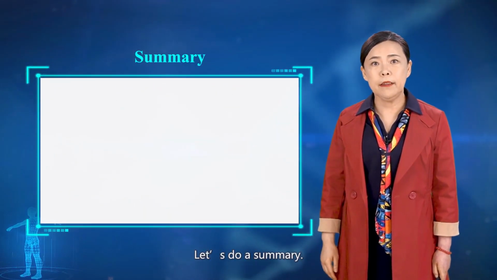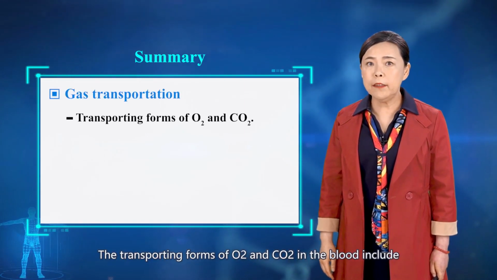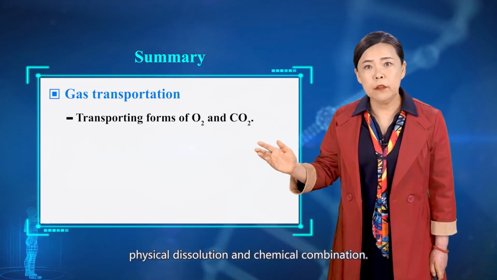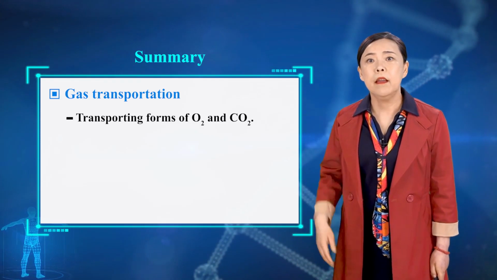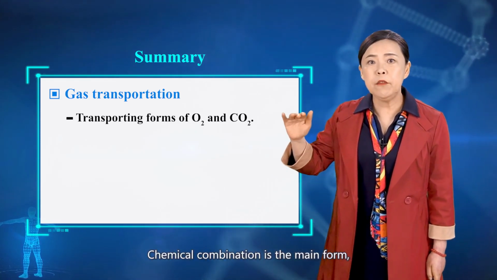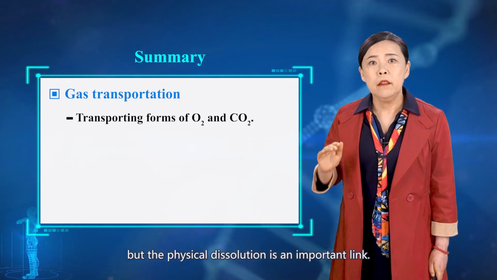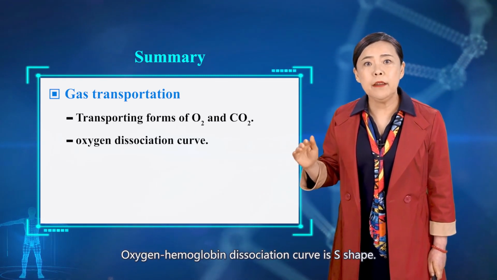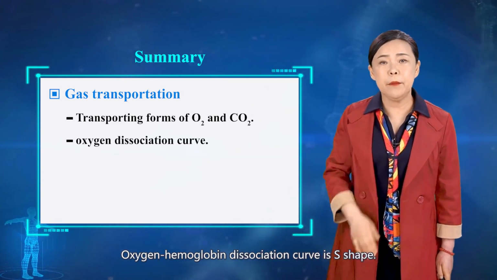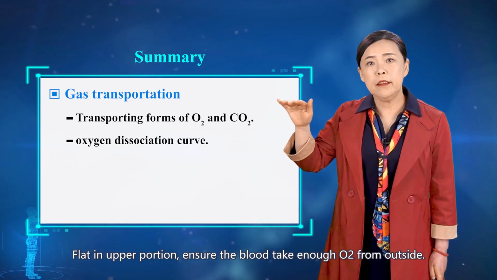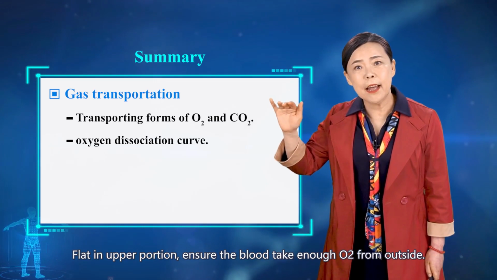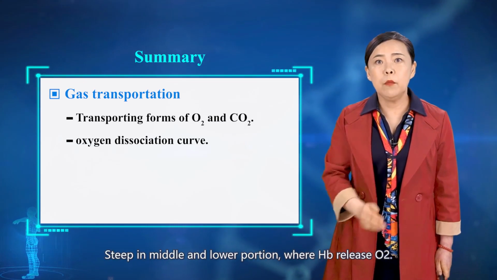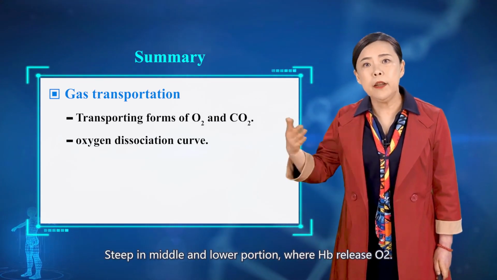Let's do a summary. The transporting forms of oxygen and carbon dioxide in the blood include physical dissolution and chemical combination. The chemical combination is the main form, but the physical dissolution is an important link. The oxyhemoglobin dissociation curve is S-shaped. Flat in the upper portion ensures the blood takes enough oxygen from outside. Steep in the middle and lower portion, where hemoglobin releases oxygen.